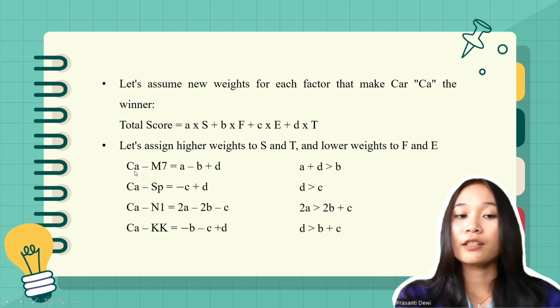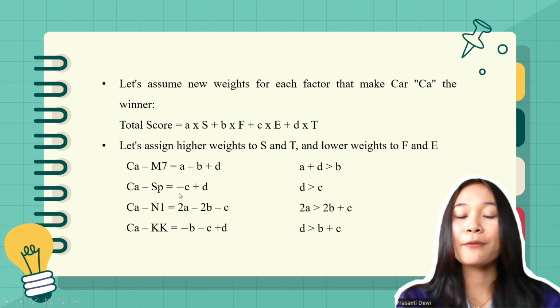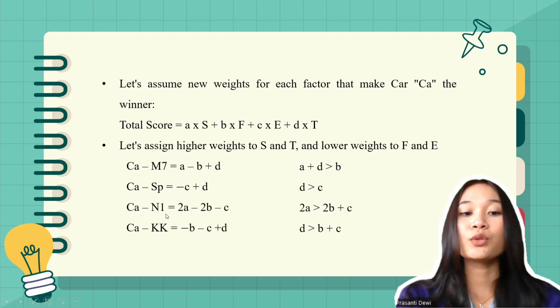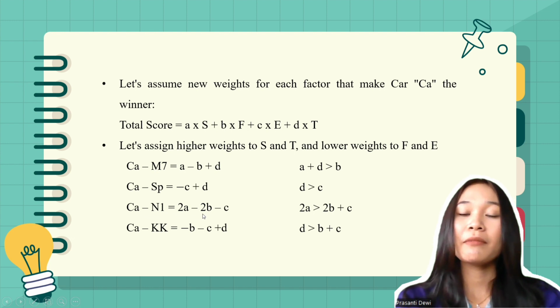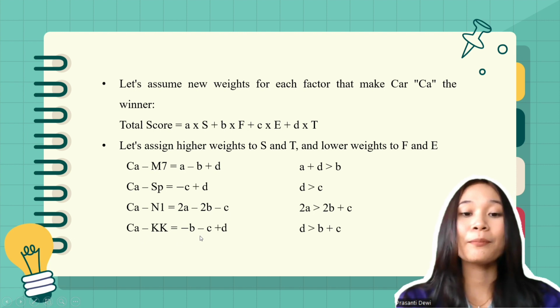So car CA minus M7 equals A minus B plus D, and car CA minus ST equals negative C plus D. Car CA minus N1 equals 2A minus 2B minus C, and then, last, car CA minus car KK equals negative B minus C plus D.